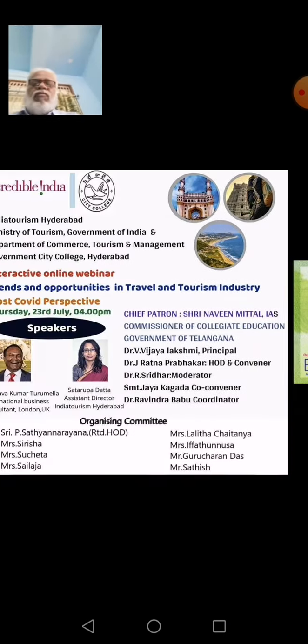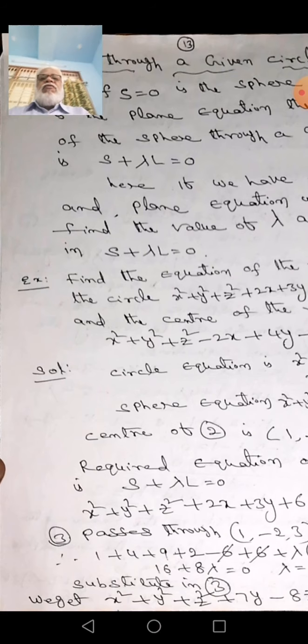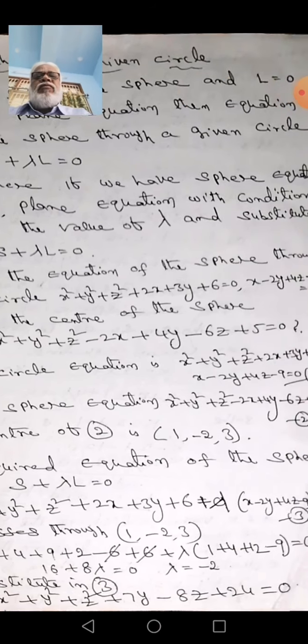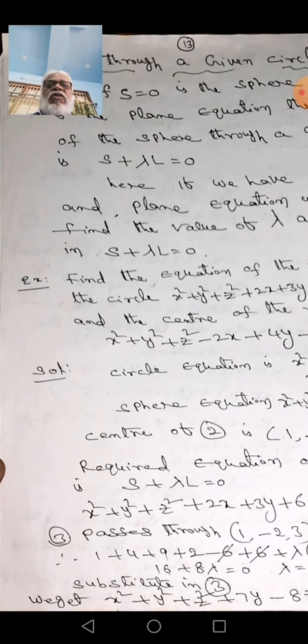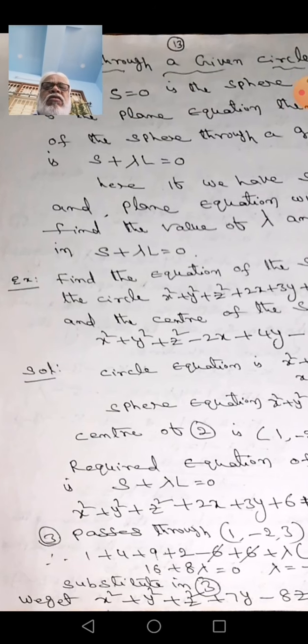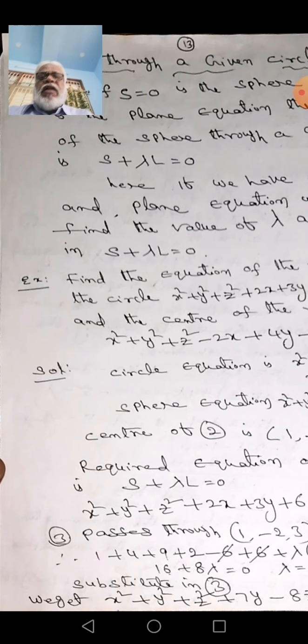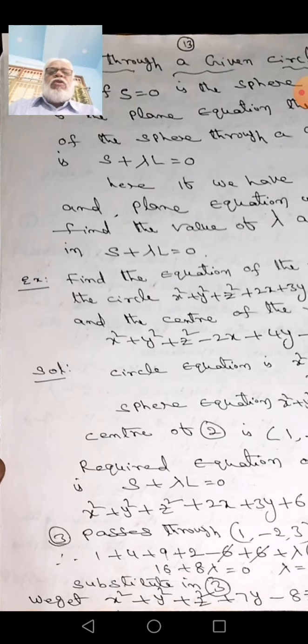So the next is the sphere through a given circle. If S is equal to 0 is the sphere and L is equal to 0 is the plane equation, then the equation of the sphere through a given circle is S plus lambda L is equal to 0. That is called the equation of the sphere through the circle, that is S plus lambda L is equal to 0.